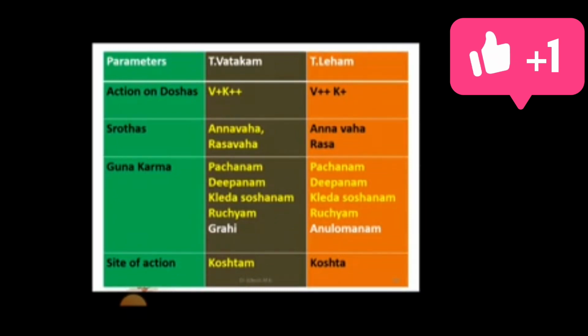Talisapatradi Vataka is Kaphadhika Vata Kaphashamana, and Talisapatradi Lehya is Vatadhika Vata Kaphashamana. The Srotoshodhana properties are almost similar. Both the medicines are Pachana, Deepana, Kleda Shoshana, and Ruchya. At the same time, Talisapatradi Vataka is Grahi and Talisapatradi Lehya is Anulomana. These are the differences.